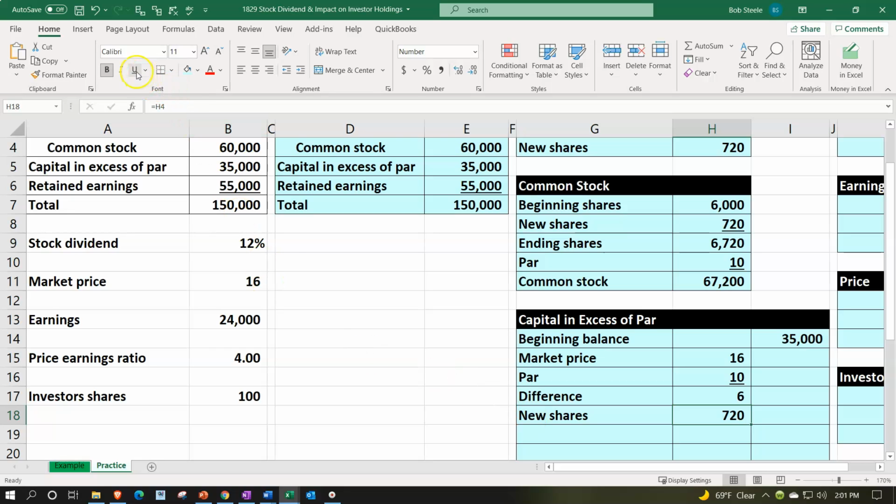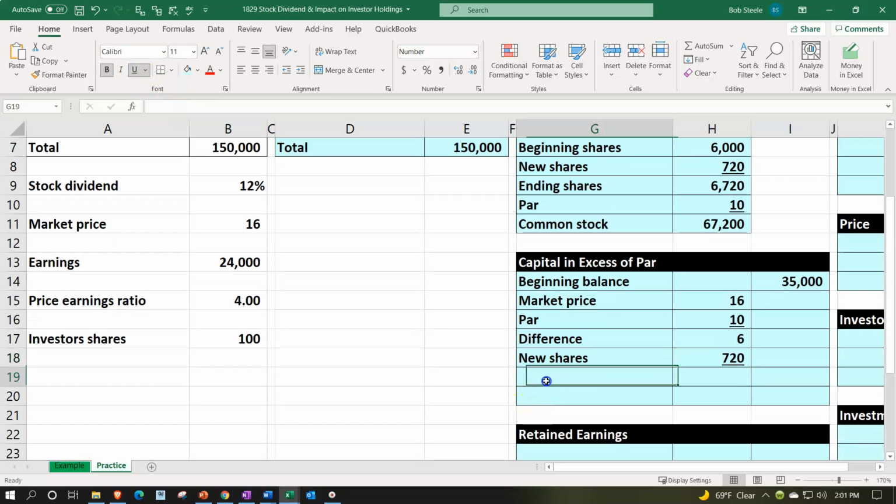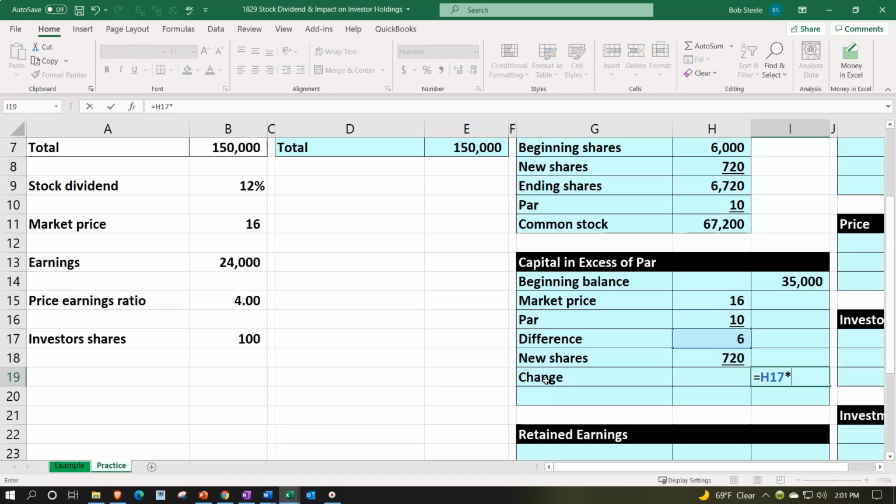And that's going to be font group and underline, and that'll give us the change in the capital in excess of par. So the change that I'm going to put in the outer column, because we're going to have to add the change to what we had in the beginning, which is going to be the 6 times the 720. That's the change. So we got the 4,320 new amount in the capital in excess of par.